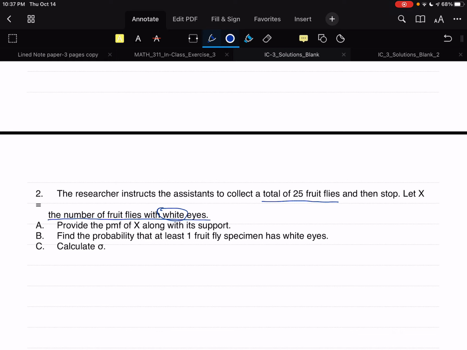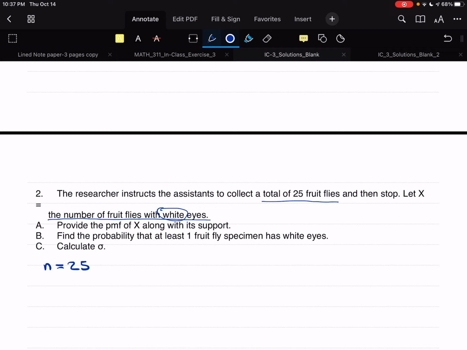I did not try to switch things up because I know on timed exercises it's stressful enough, and we don't need any little tricks like switching between white and red to completely throw off a student from what they're trying to do. So I'm really trying to focus on, do you know the material? In this case, we're going to collect a total of n equals 25 fruit flies.